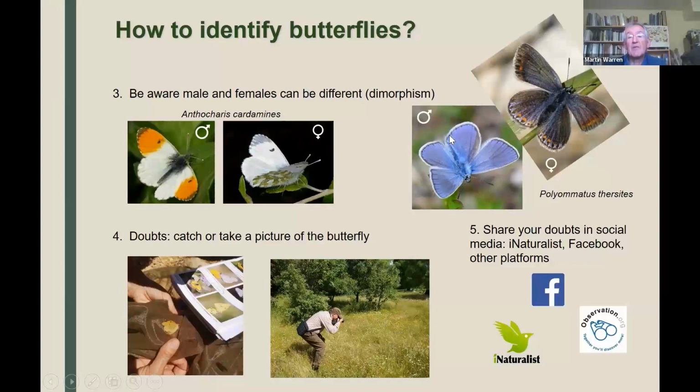And some of the blues have a blue male and a brown female. So again, if you're looking at the male, they tend to be a bit easier to identify, whereas the females, or the brown ones, are a bit more tricky to tell apart.